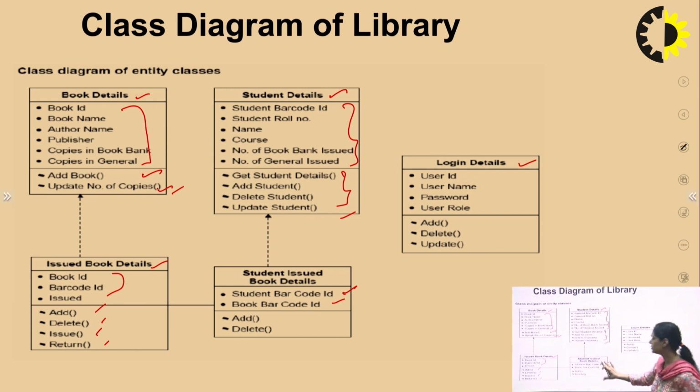So for this class, we'll only have the add or delete, whether the student will issue the book. In that case, the book will be added to his account, and if the student is returning the book, it will be deleted from his account. So again, it is inheriting the class. Similarly, we have the login details, wherein we only have the user ID, the username, password and the role of the user. The user could be a faculty, a student, an administrator, or a librarian, or any other role that comes under the user role. And accordingly, we have the methods as add, delete, update.